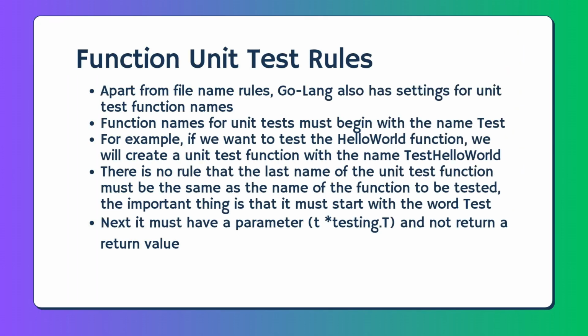Function unit test rules. Apart from file name rules, Golang also has rules for the unit test function name. Function names for unit tests must begin with the name Test. For example, if we want to test the HelloWorld function, we will create a unit test function with the name TestHelloWorld. There is no rule that the last name of the unit test function must be the same as the name of the function to be tested. The important thing is that it must start with the word Test. Next, it must have a parameter testing.T, and not return a return value.